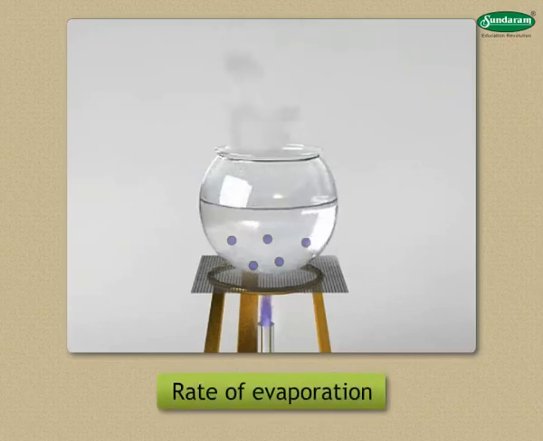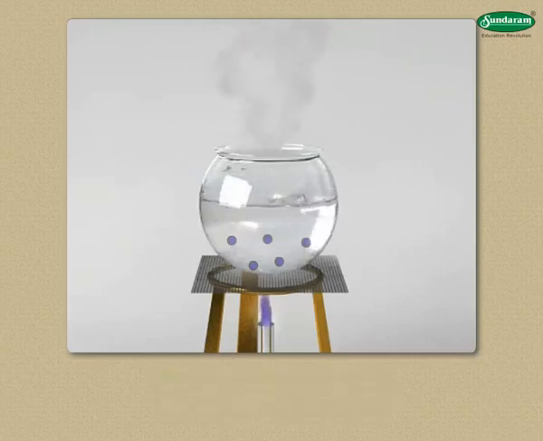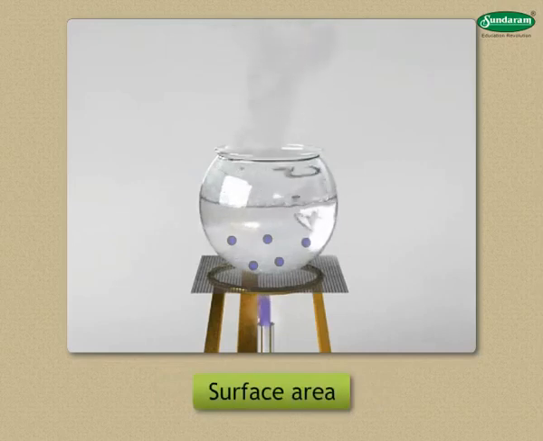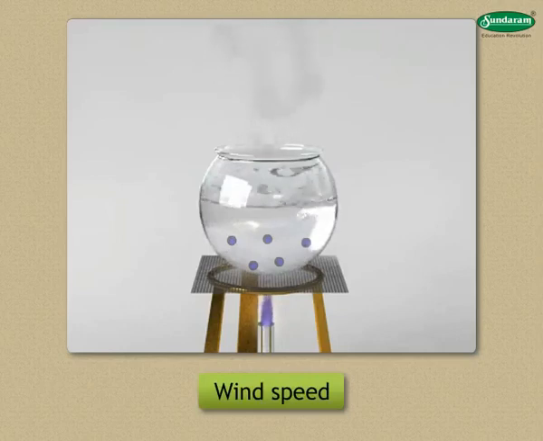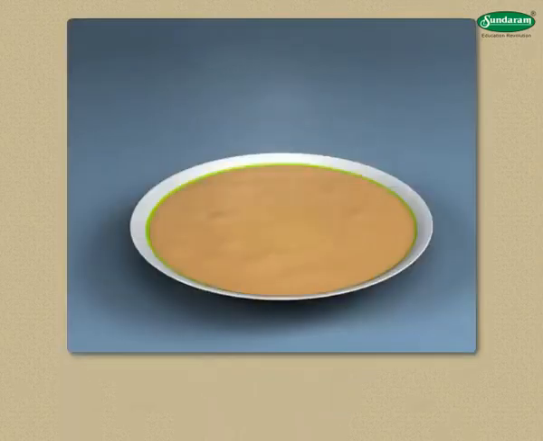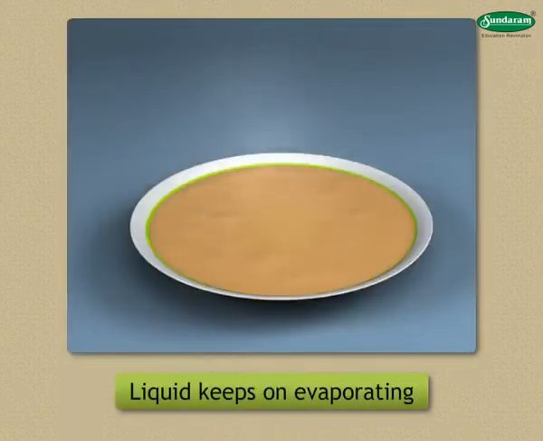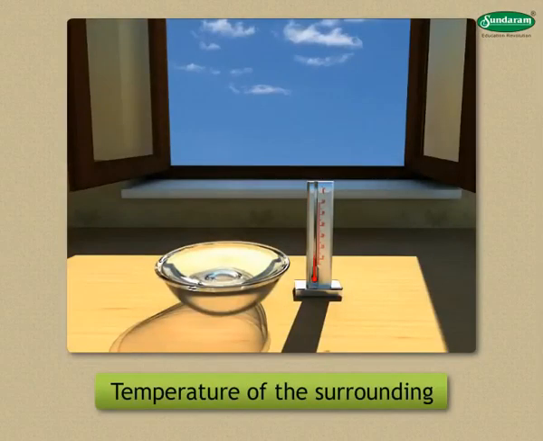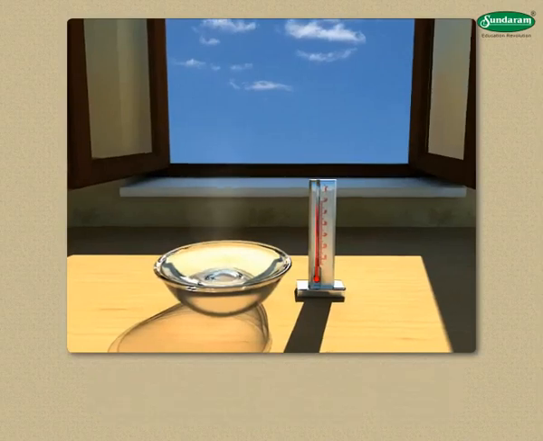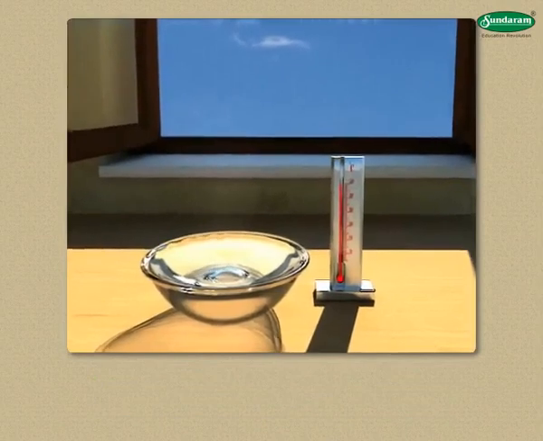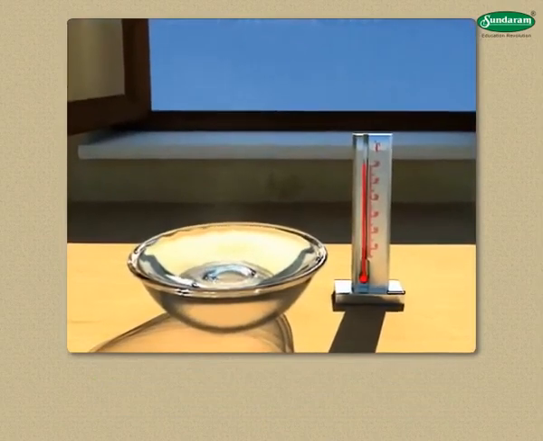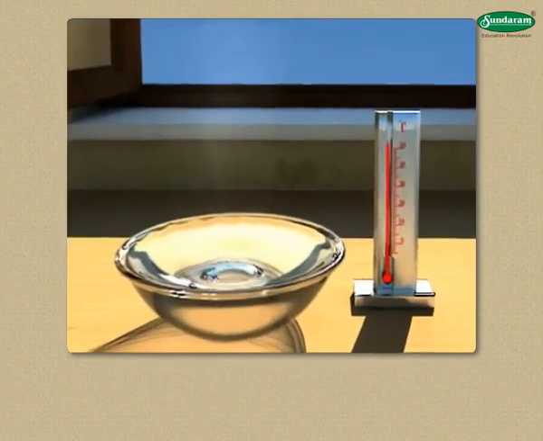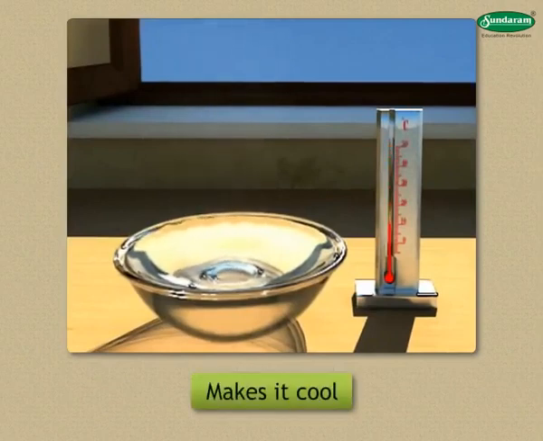The rate of evaporation is affected when there is a change in the surface area, temperature, humidity, and wind speed, etc. In an open vessel, the liquid keeps on evaporating. The particles of liquid absorb energy from the surrounding to regain the energy lost during evaporation. This absorption of energy from the surrounding reduces the temperature of the surrounding and makes it cool.